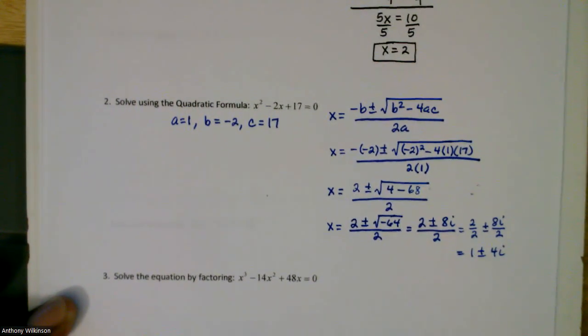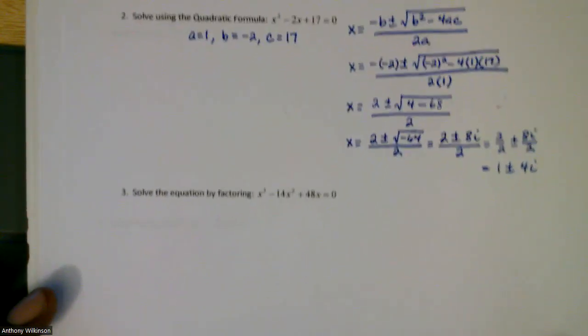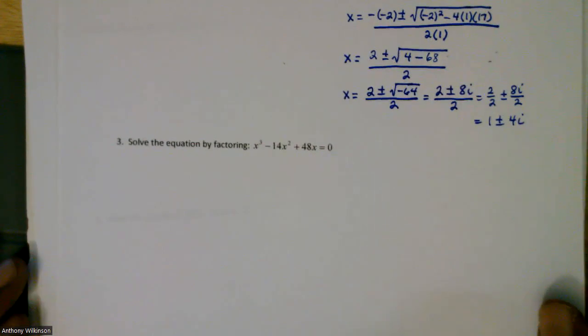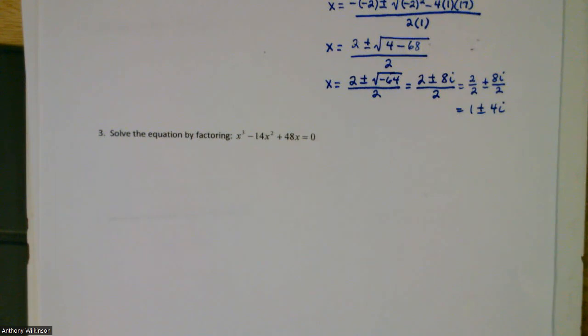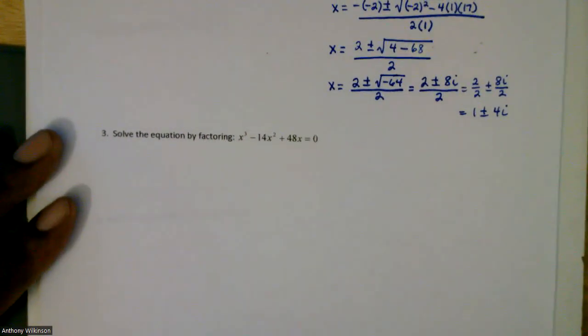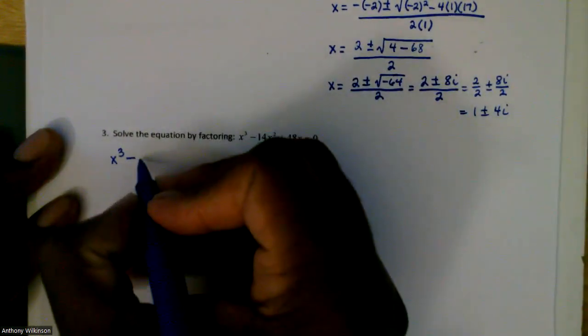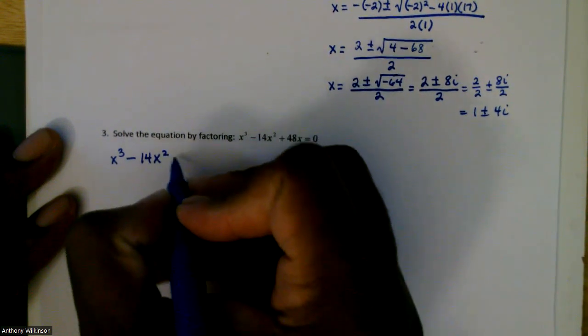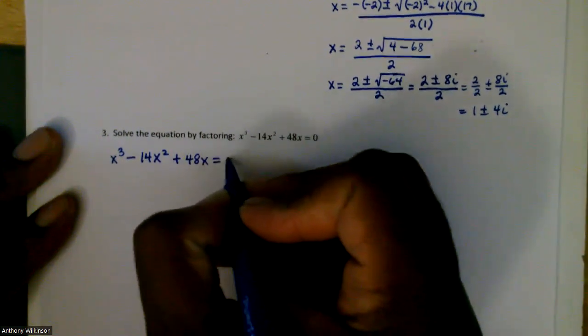Okay. Number 3 is solving the equation by factoring. So here we've got x cubed minus 14x squared plus 48x equal to 0, and we want to solve that equation by factoring. All right, so I'll go ahead and rewrite that equation: x cubed minus 14x squared plus 48x equal to 0.